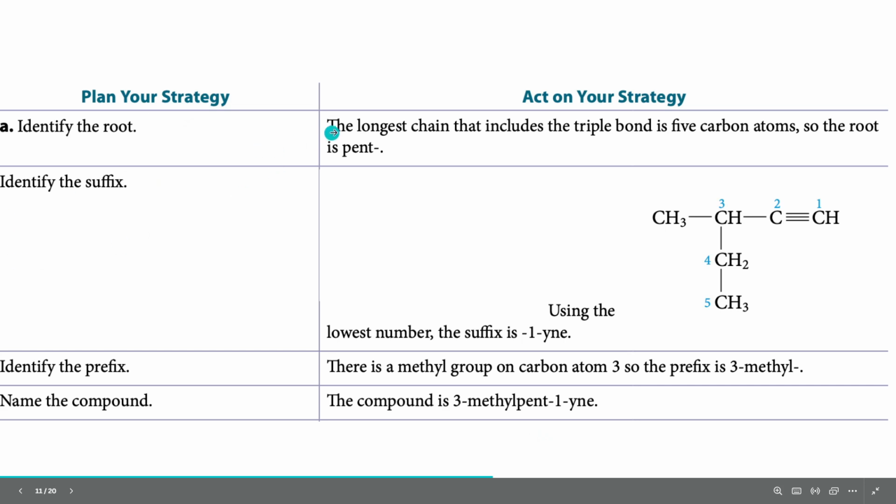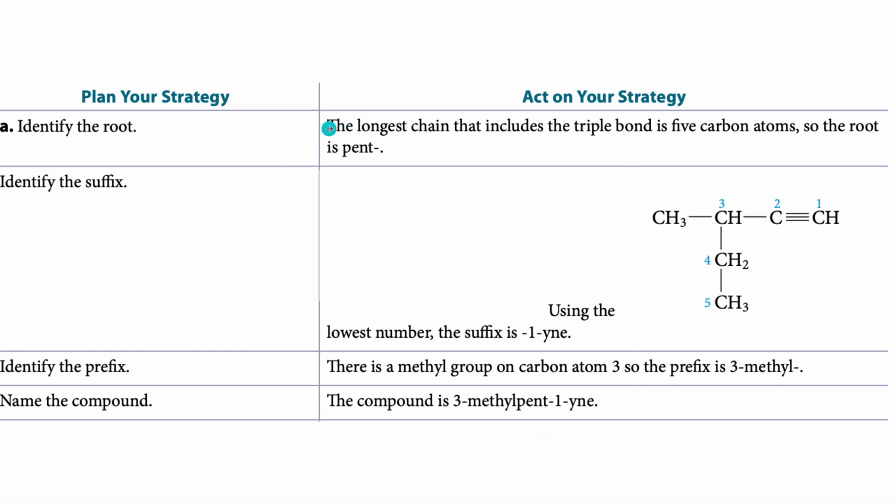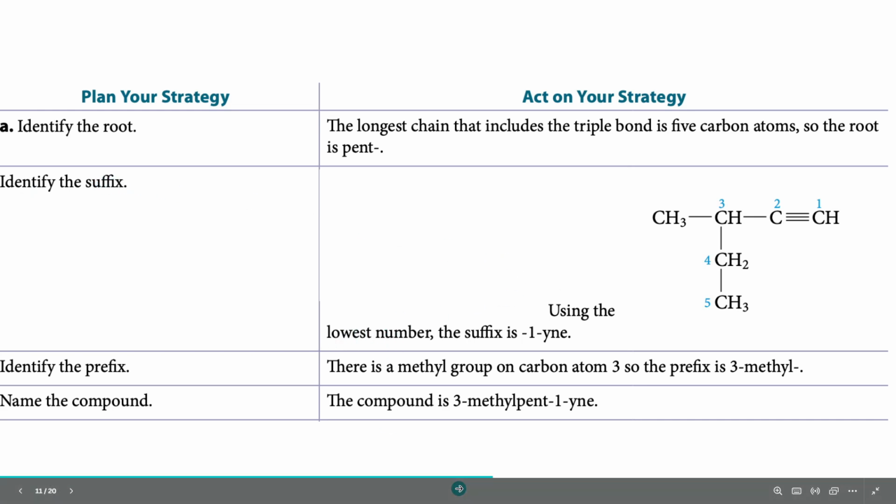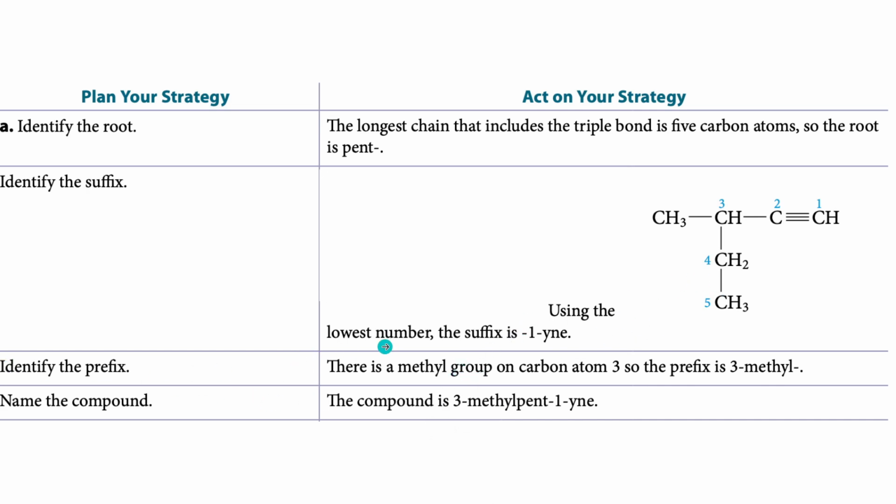So for this, the root is going to be the longest chain that includes a triple bond of 5 carbon atoms, so the root is pentyl. The suffix is using the lowest number. We're going to use the lowest number. And for the prefix, there's methyl group of carbon atom 3, so that the prefix is 3-methyl. To name the compound is 3-methyl-1-YN. I can't really pronounce this word.